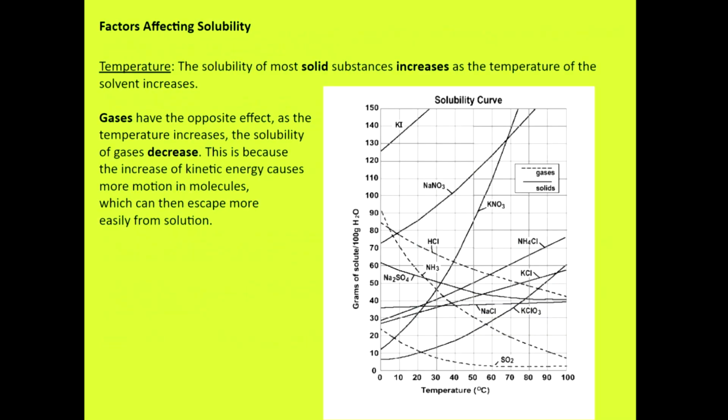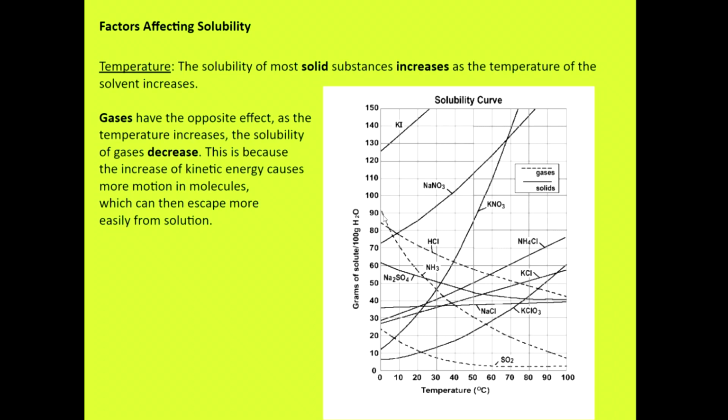So one of the factors affecting solubility is temperature. As this graph shows, the solubility of most solids increases as the temperature of the solvent increases. Take a look at sodium nitrate here. At 0 degrees Celsius, you can dissolve about 73 grams of sodium nitrate in 100 grams of water. Look what happens as you increase the temperature. If you get to about 80 degrees, you can dissolve about 145 grams. So clearly, as you increase the temperature of the solvent, you can dissolve more of the solute.